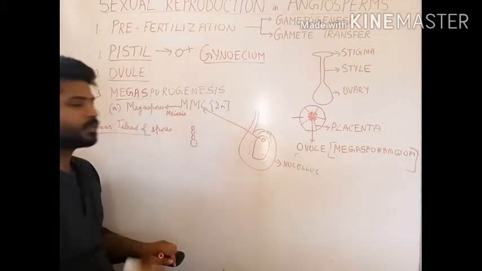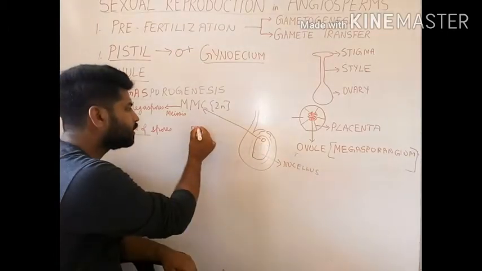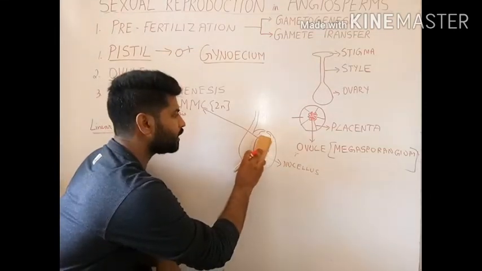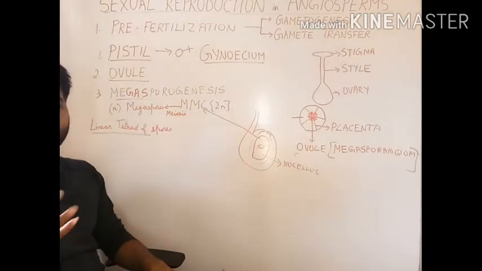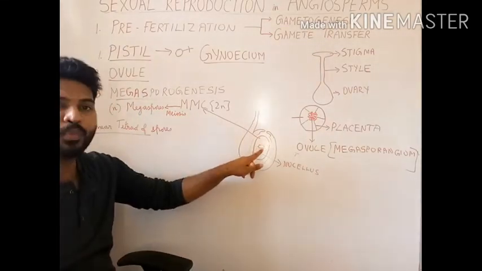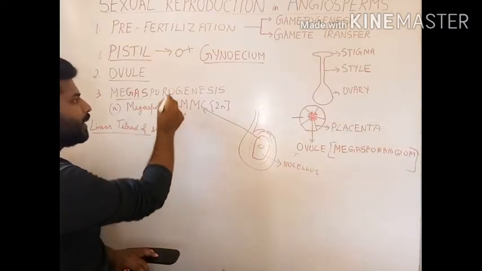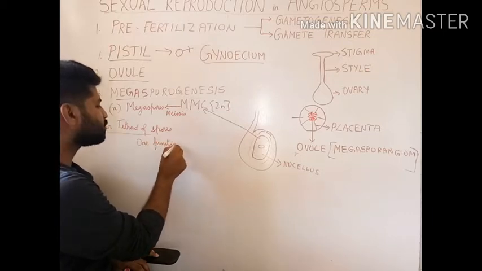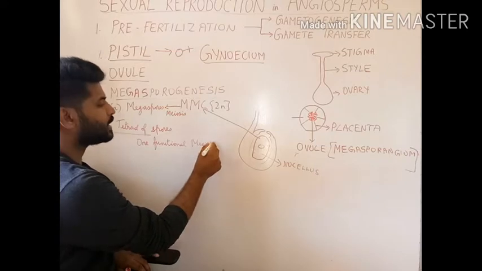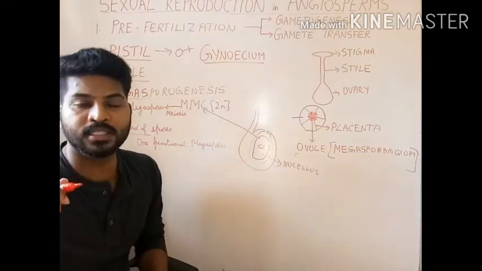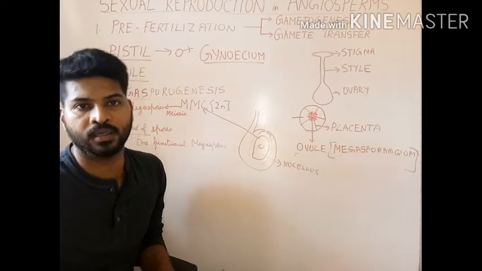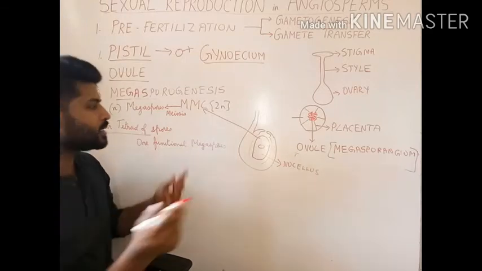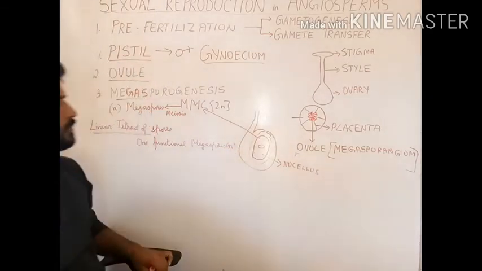There are 4 spores, out of which 3 spores will degenerate, after which the top 3 spores degenerate and only 1 spore is left. So at the end of megasporogenesis you have only 1 functional megaspore, whereas in microsporogenesis all the microspores are functional. This is the process of megasporogenesis. You get 1 megaspore which is haploid, of course. It is haploid in nature.